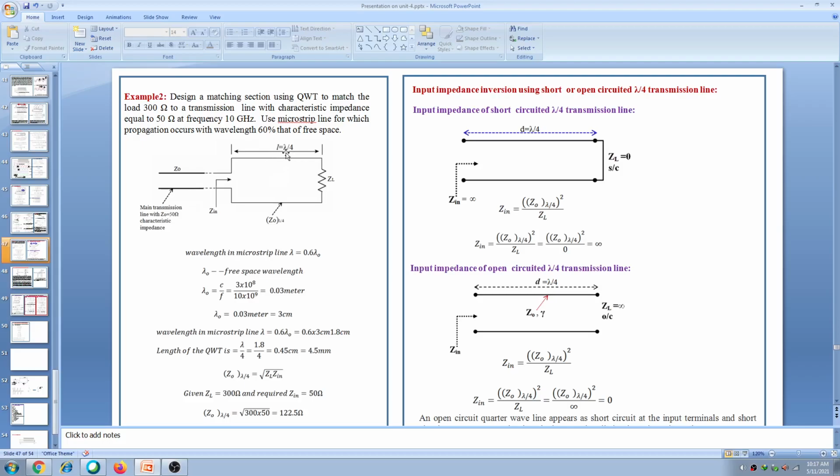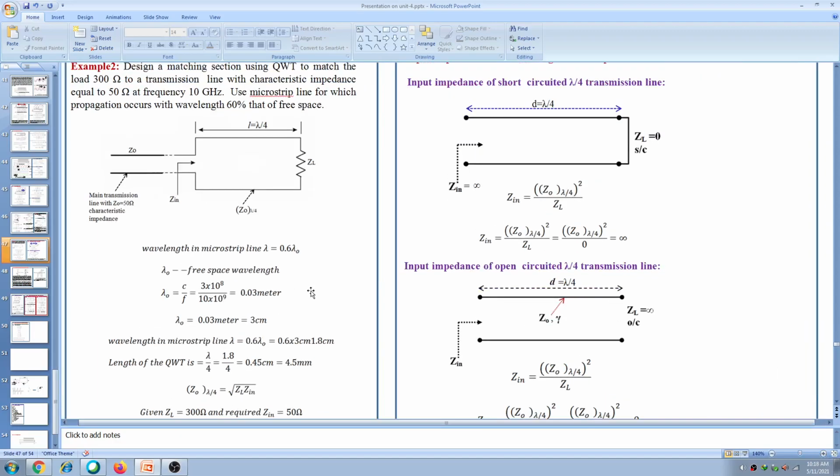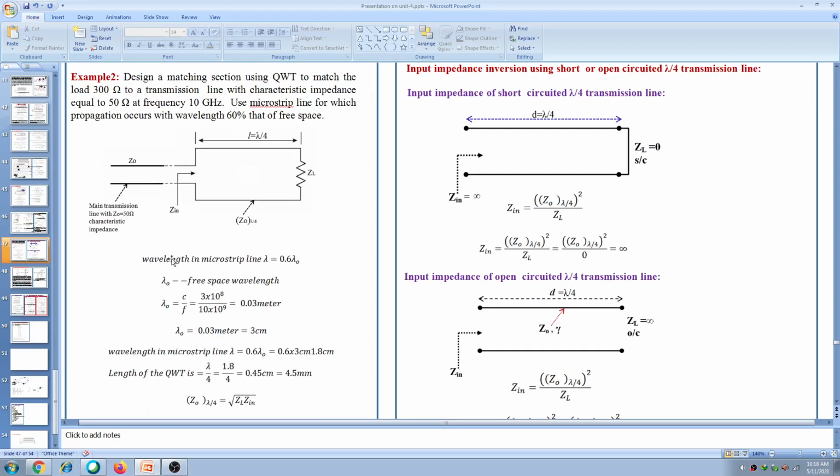It is generally lambda by 4, but what is the actual value of L? That depends upon the frequency. Lambda depends upon the frequency again. L is equal to lambda by 4. We should find out what this length is in centimeters or meters. If you keep it like this, it is not at a particular frequency. You should calculate the value here.